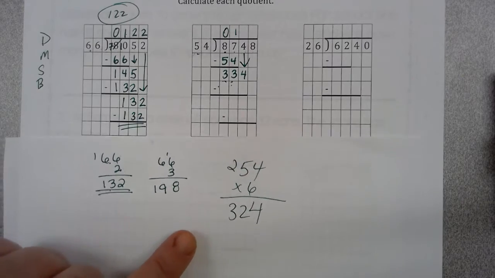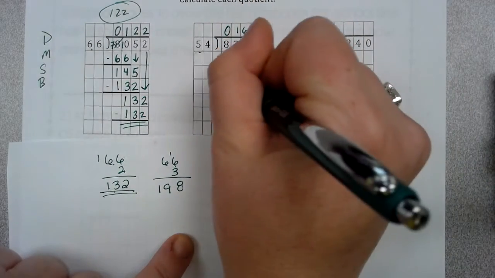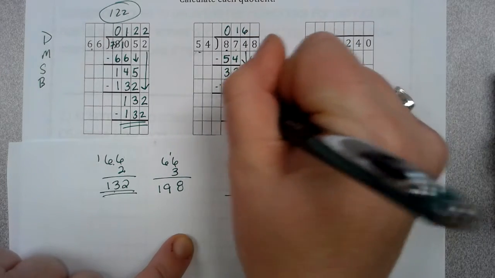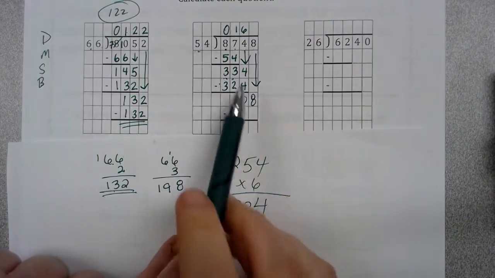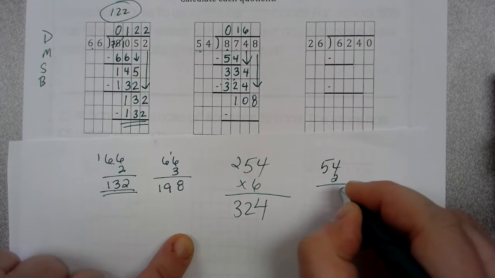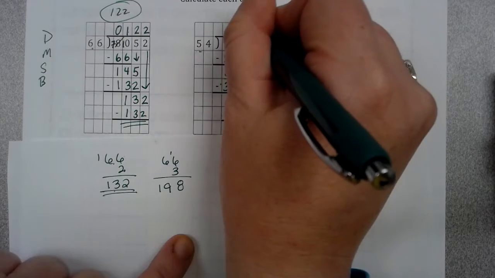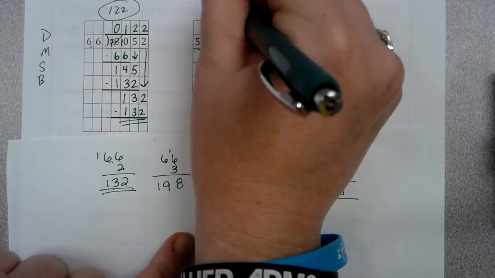That looks good. And I get a difference of 10. Drop this down. How many times will 5 go into 10? 2 times. Let's try 2. It works. So my answer is 162.